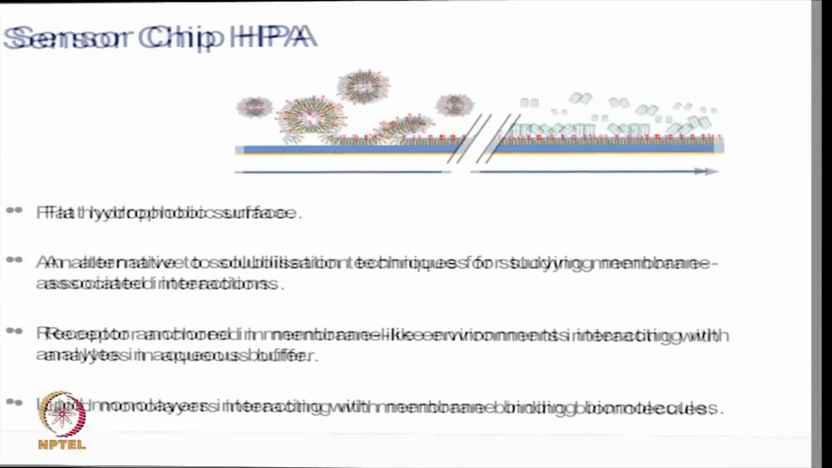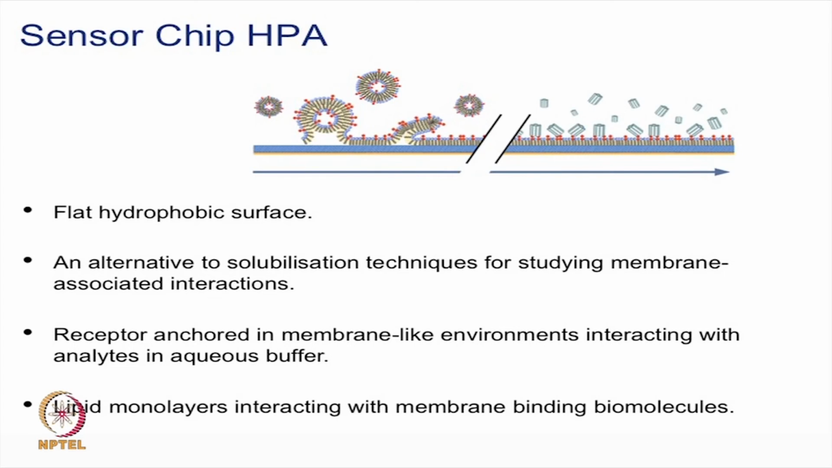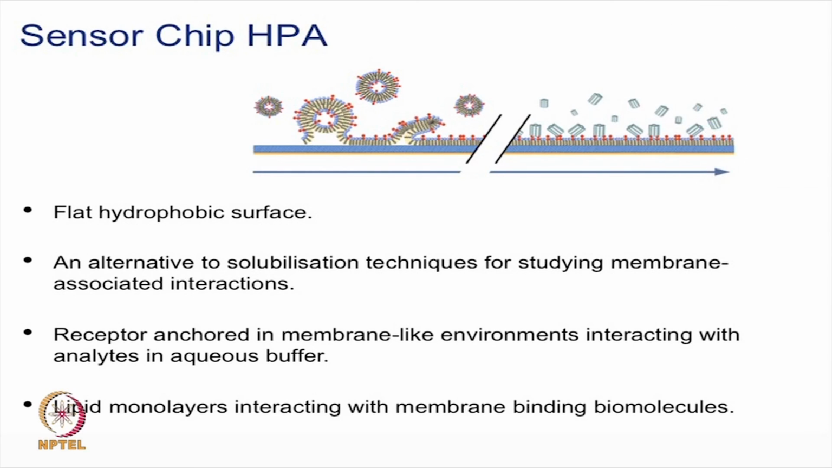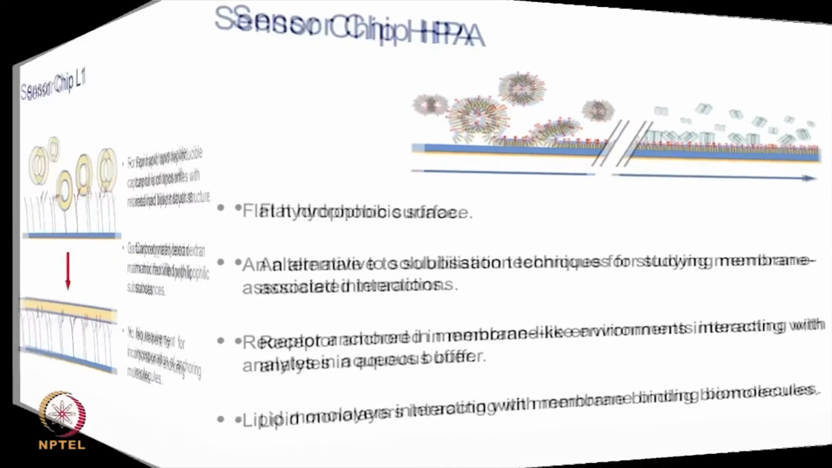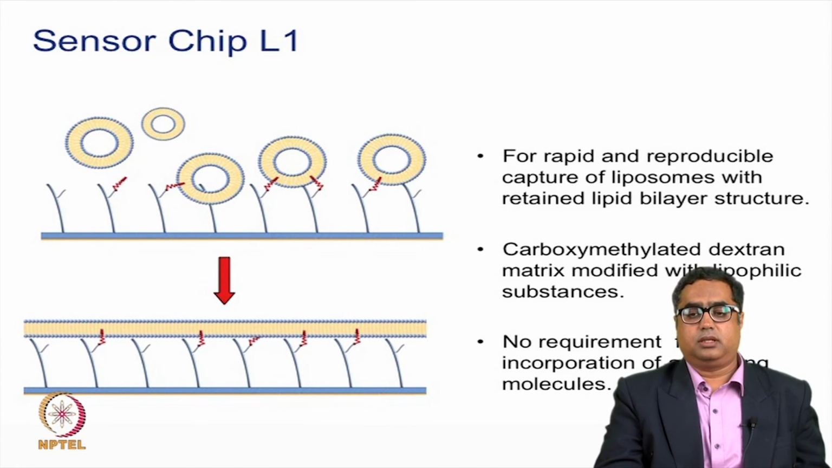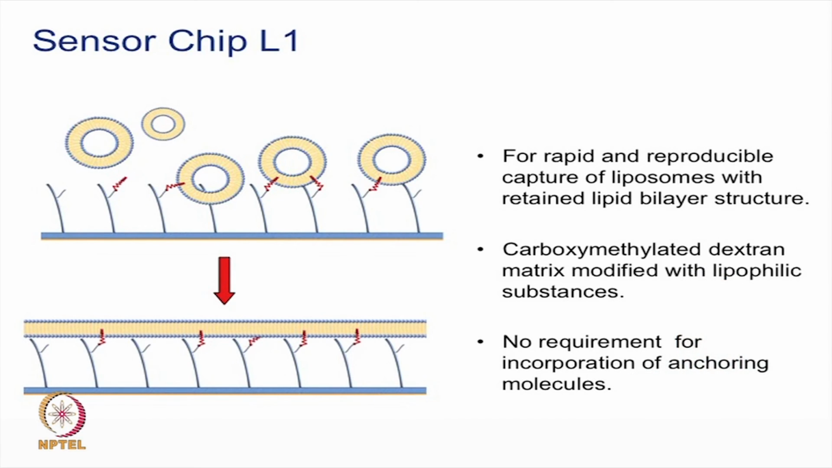Another very important variety of chip surface is the HPA surface, or flat hydrophobic surface, and these surfaces are useful for membrane associated interactions. Receptors generally are anchored into membrane-like environments, and then they are useful for interaction with analytes. Generally, studies of lipid monolayers interacting with membrane binding biomolecules are made on these surfaces. L1 is another sensor chip which is also popularly used for studying liposomes and lipid bilayers, where carboxymethylated dextran is modified with lipophilic substances.